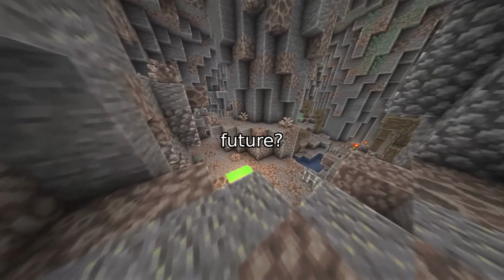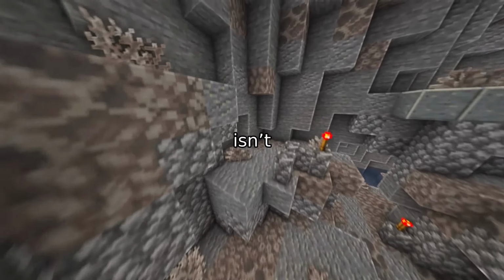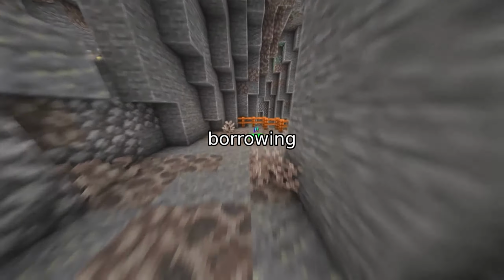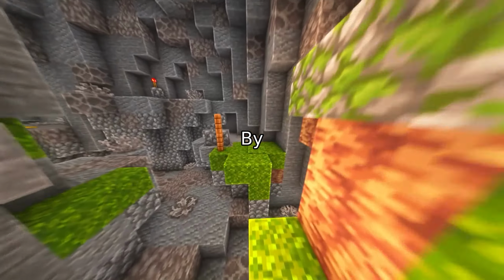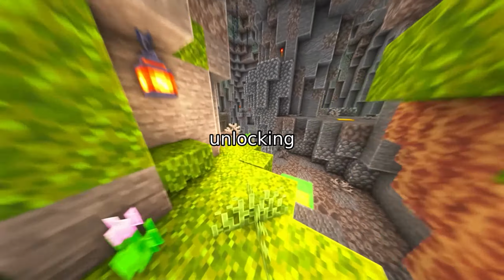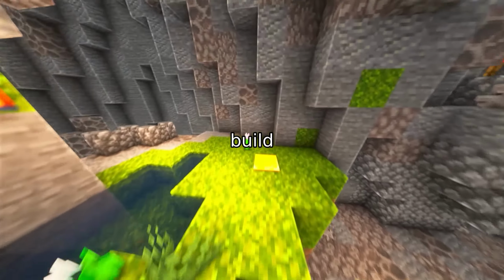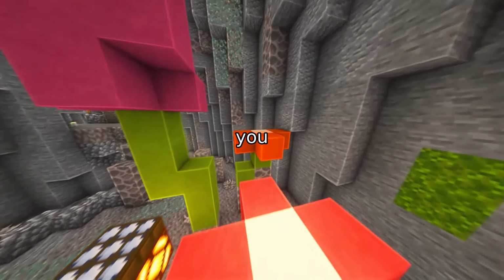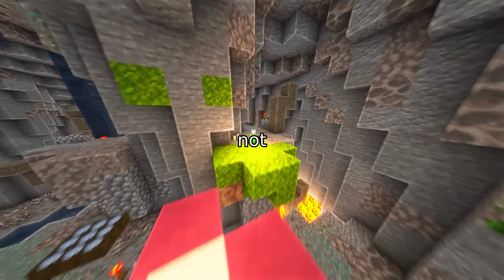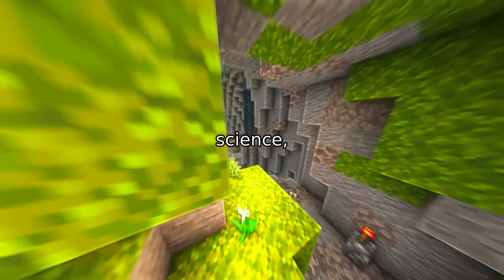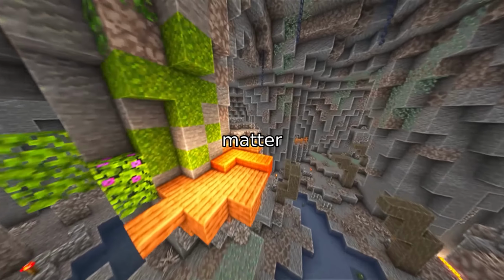So what does this mean for the future? It's a reminder that AI isn't just about algorithms, it's about borrowing ideas from the natural world. By merging physics and machine learning, we're unlocking new ways to create, understand, and even build the world around us. Next time you see an AI-generated image, remember, it's not just math. It's a dance between science, creativity, and a little bit of active matter magic.